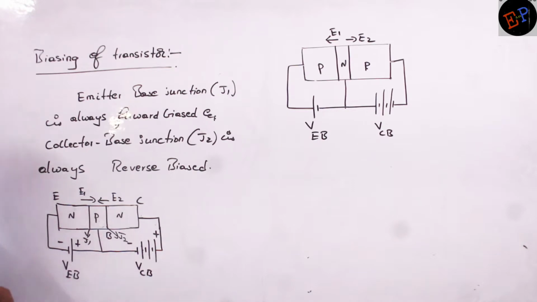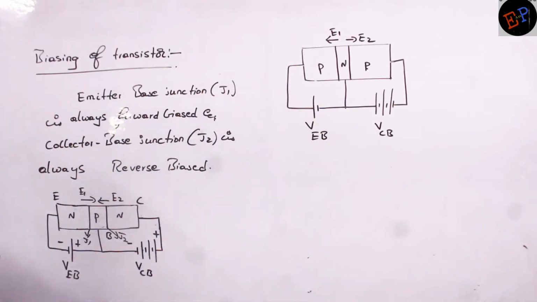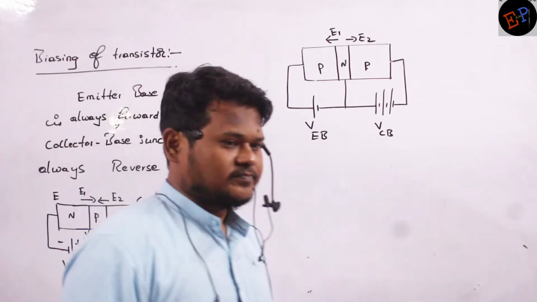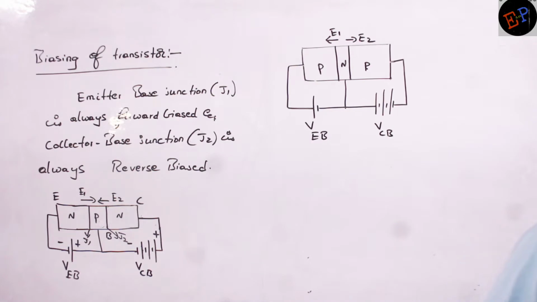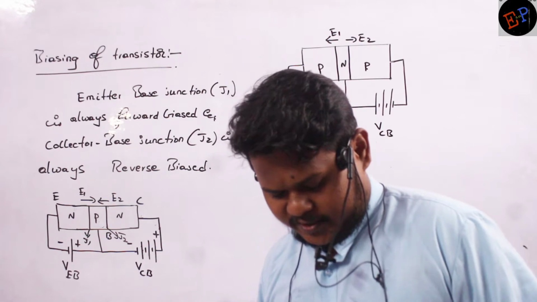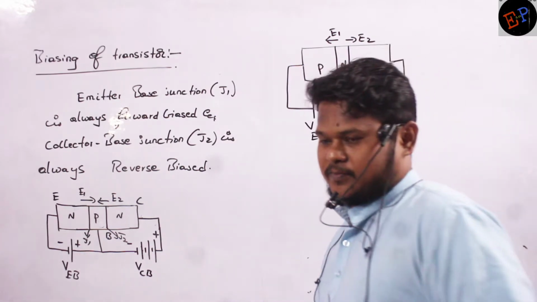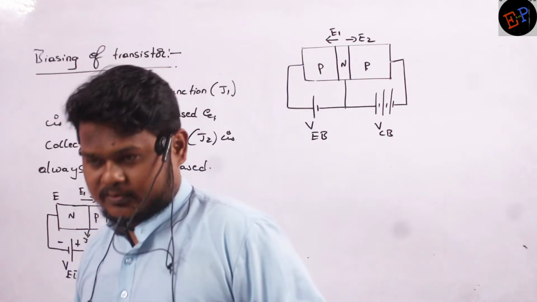Because two types of transistors are possible, NPN is also a transistor, PNP is also a transistor. Now if I talk about the NPN transistor, how to connect this junction in forward bias? What is meant by forward bias? Electric field should cancel. Very good. Any other method of simply explaining? The electric field should get cancelled. That is called forward biased condition.